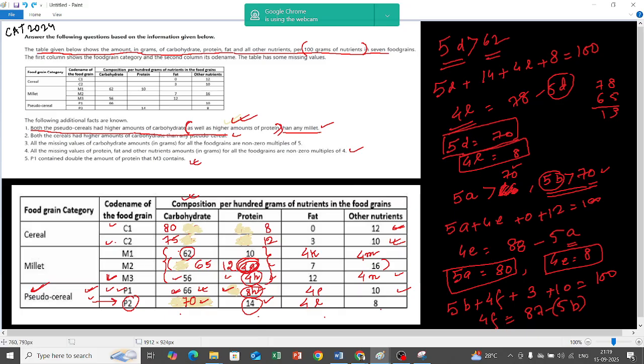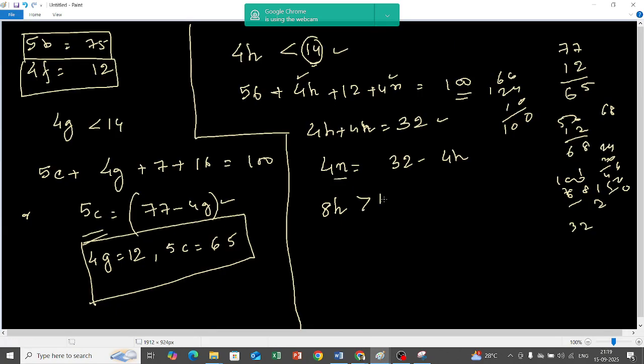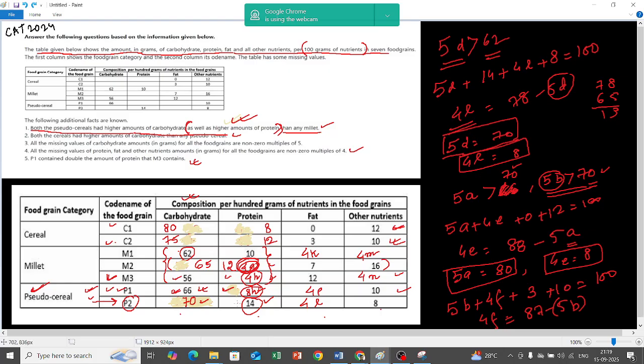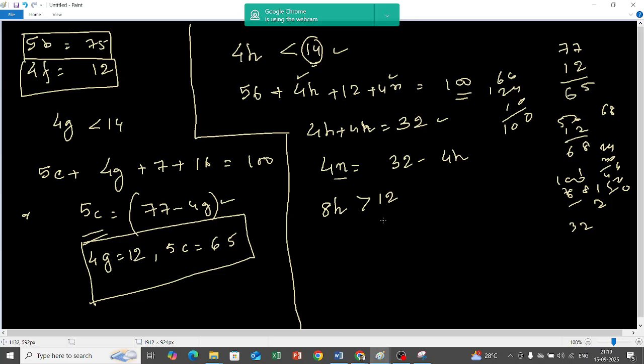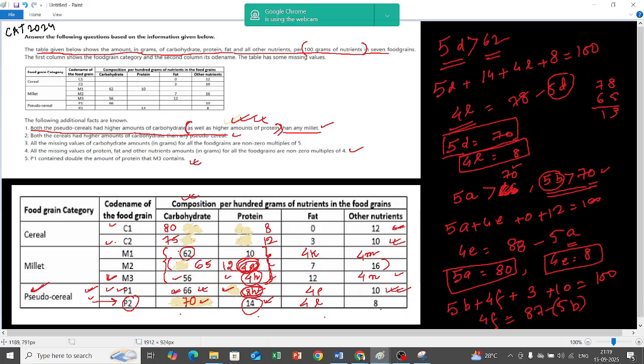This is 12, that is fine. 4H and 8H I have to find out. See, what I can do is I can say 8H is greater than 12. This I can tell. Why? Because it is given that both the pseudo cereals have a higher amount of protein than in a millet, right? And here we have 8H and we have 14, and in these 3 cells we have 10, 12 and 4H. Which is the highest value? 12. So I can say that 8H is greater than 12. This one information we can draw, and then we can sum up this particular row.